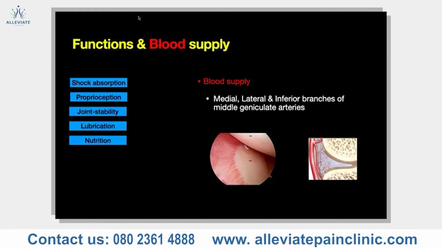Now the functions. There are 5 main functions of the meniscus. The first is shock absorption, then proprioception of the joint, aiding joint stability, lubrication of the joint, and nutrition. The blood supply to the meniscus is only by the medial geniculate arteries.